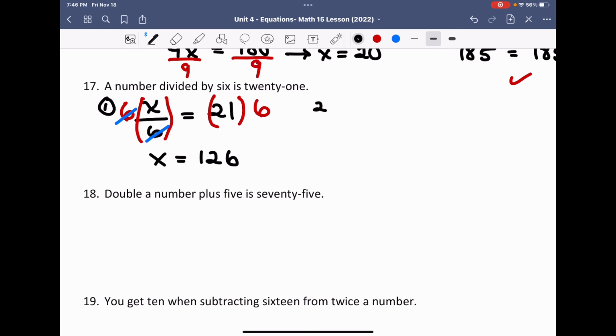So when we go to our confirmation step, we're going to go 126 divided by 6 should give us 21. And we would realize, yes, 21 equals 21. Left-hand side equals right-hand side.